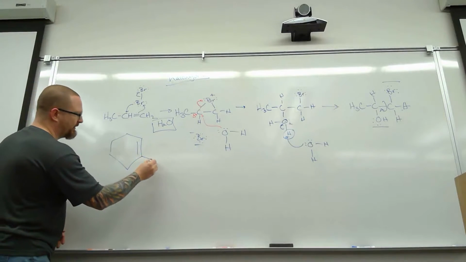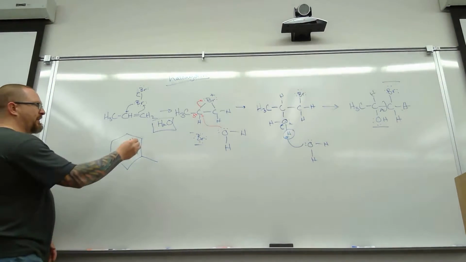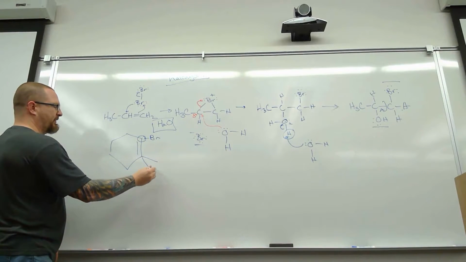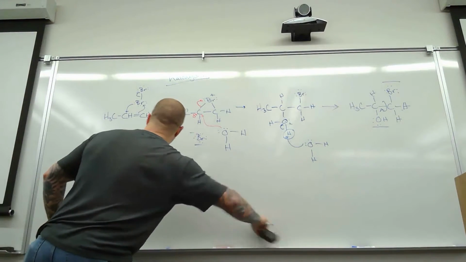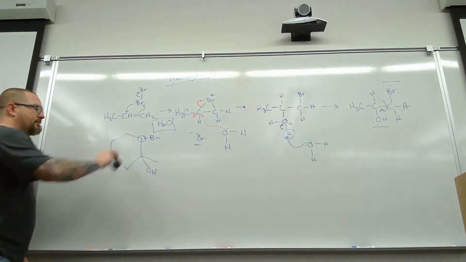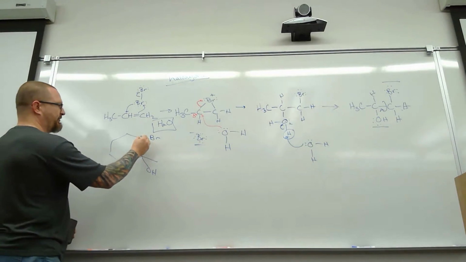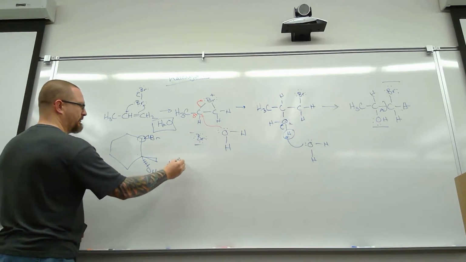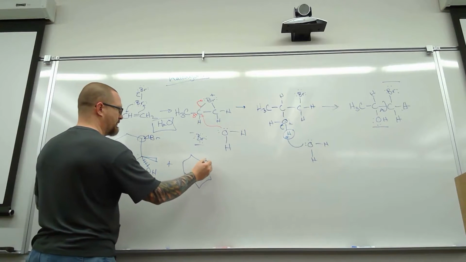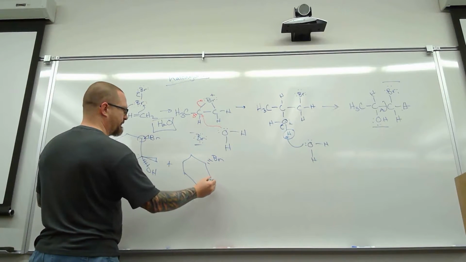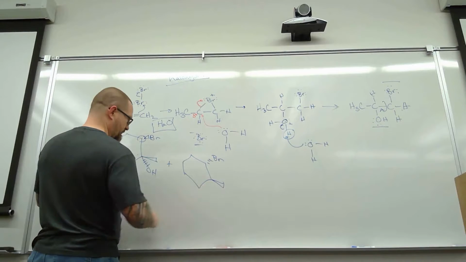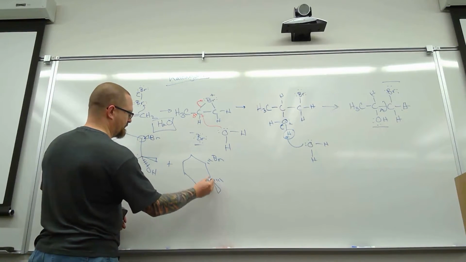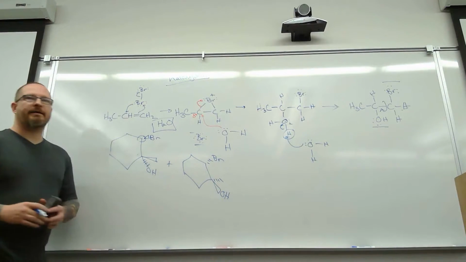And if we had a methyl here, the bromine would end up on this carbon and the hydroxyl would end up on this carbon because this carbon's more substituted. So we could end up with a combination of this plus that.